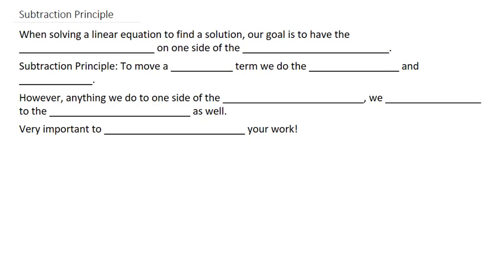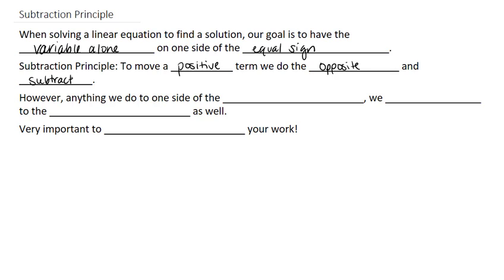Subtraction principle. When solving a linear equation to find a solution, our goal is to have the variable alone on one side of the equal sign. And the subtraction principle is to move a positive term. We do the opposite and subtract.